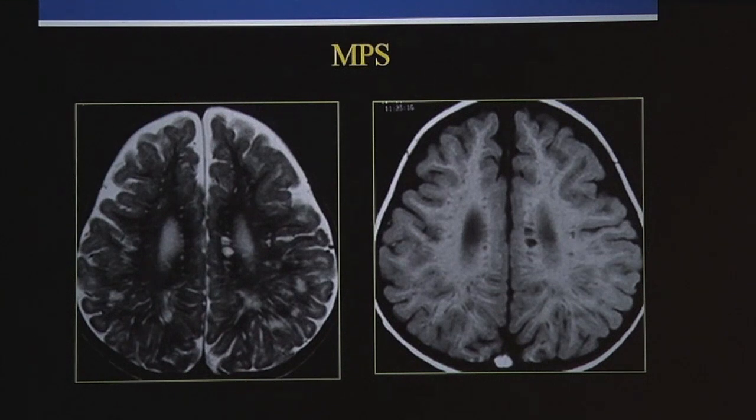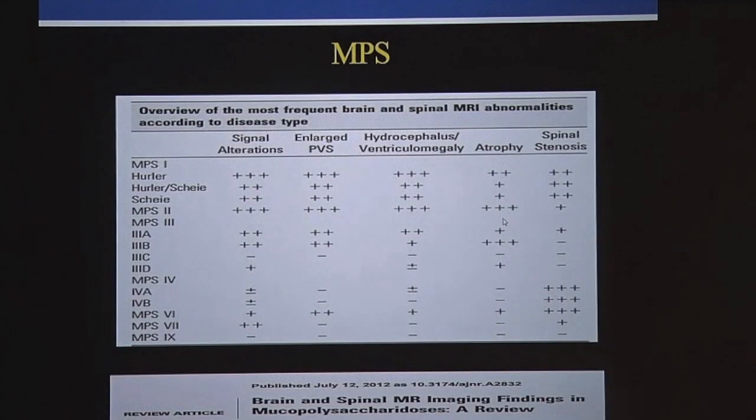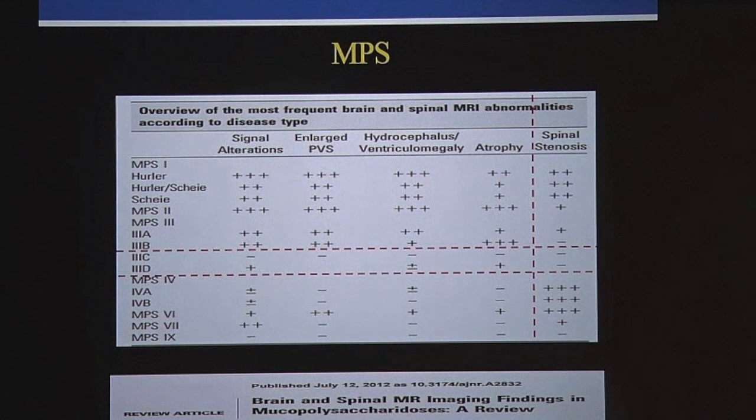So here is a patient with Hurler's, numerous dilated perivascular spaces of Virchow-Robin across the brain. Here is an article published in 2012 which talks about, based on radiological findings, differentiating 3 subtypes of mucopolysaccharidosis from the other 9 subtypes.